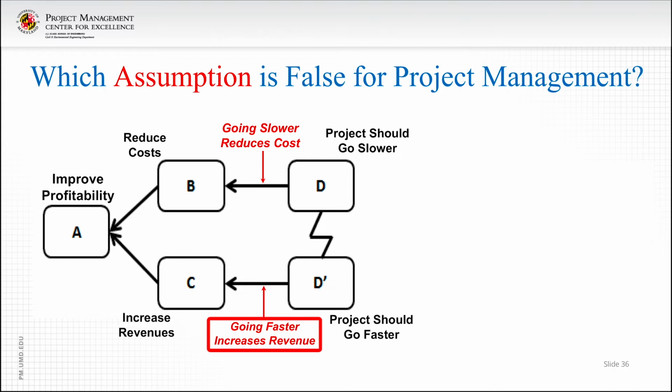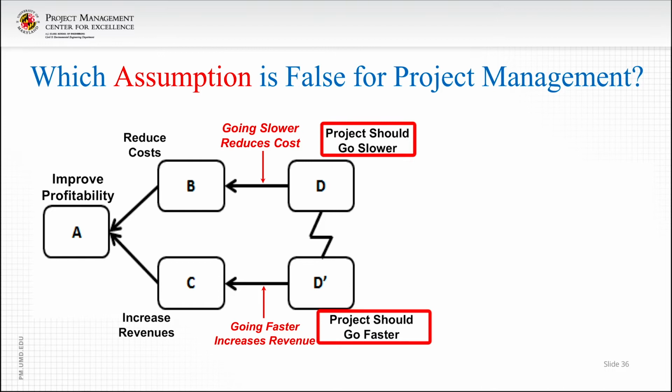Because if we go faster, we're going to get more revenues. Having the project going slower and the project going faster, they're opposites, so they can't both happen at the same time. How do we solve this problem? How do we reduce costs and how do we increase revenues?